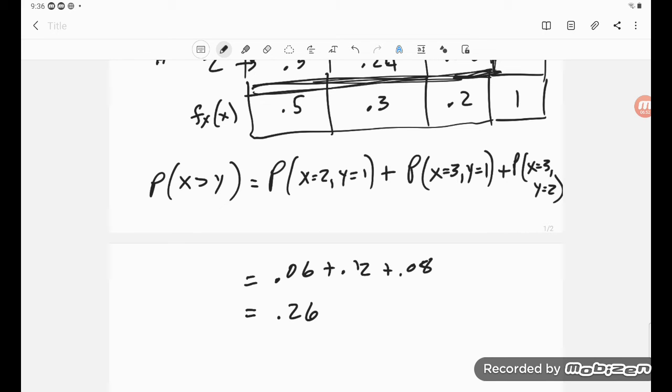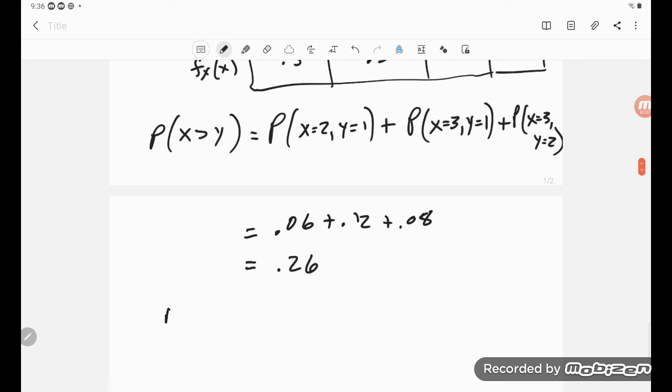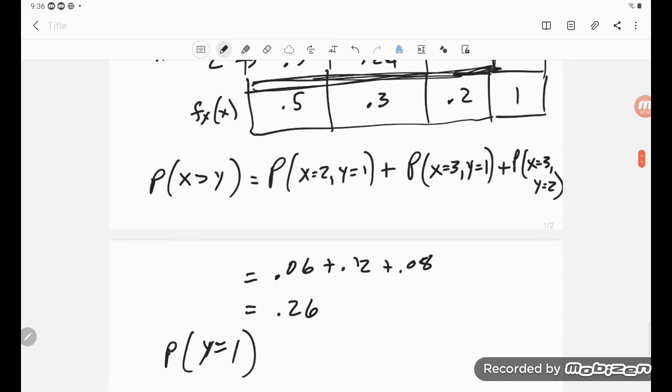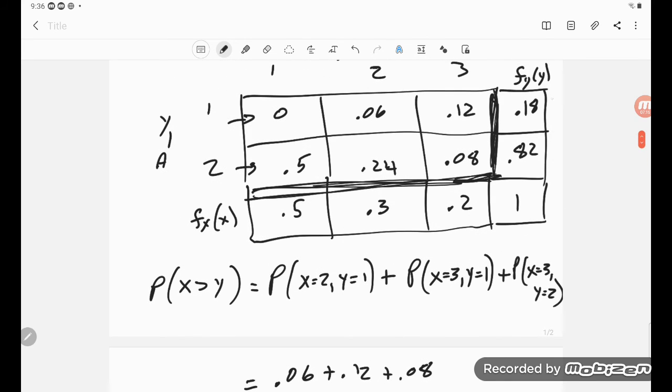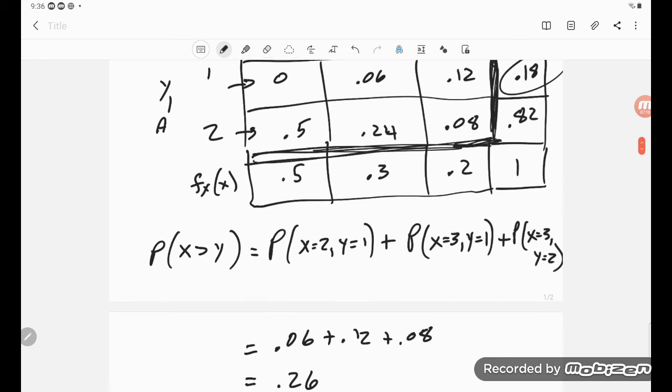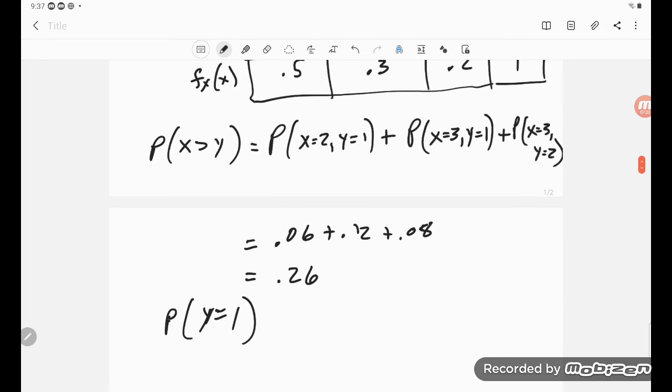And let's see. So they actually ask for what's the probability that y equals 1? Okay, well actually we have that right there as 0.18 because we already did it.